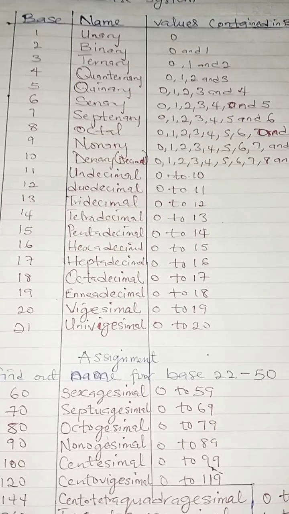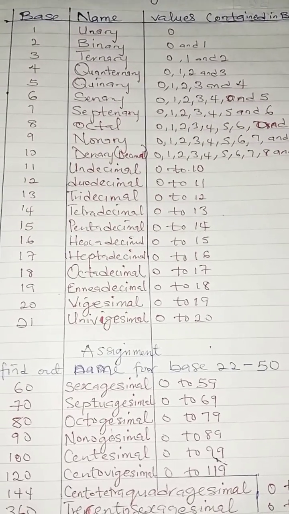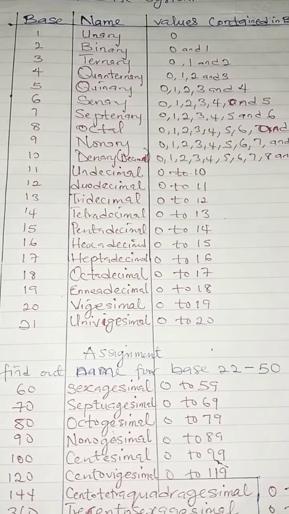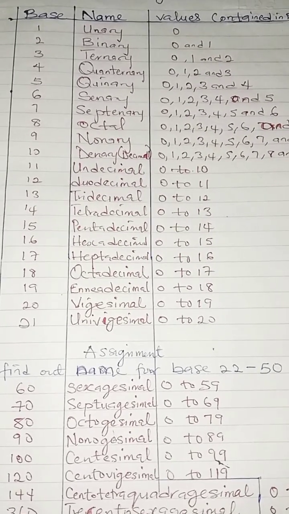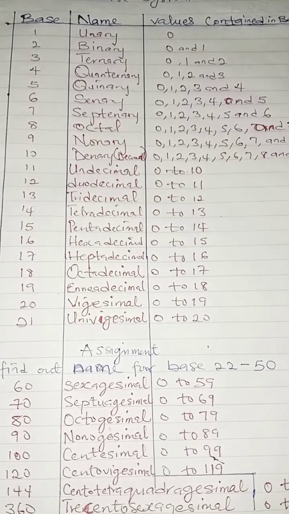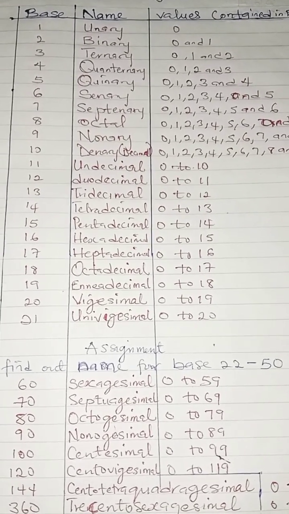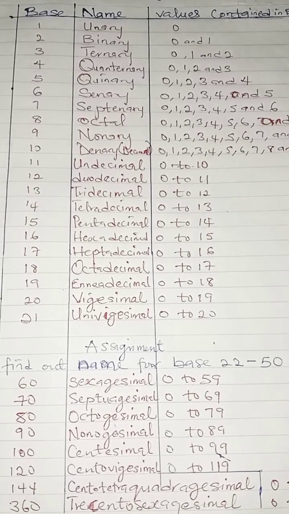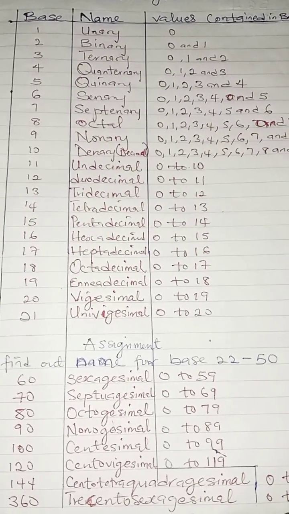So if you look carefully here, you can see the name. So just on your own, personally, later you go and study this. We have base 1 known as unary. We have base 2 as binary, base 3 ternary, base 4 quaternary, base 5 quinary, base 6 is senary, base 7 is septenary, base 8 is known as octal, base 9 is nonary.